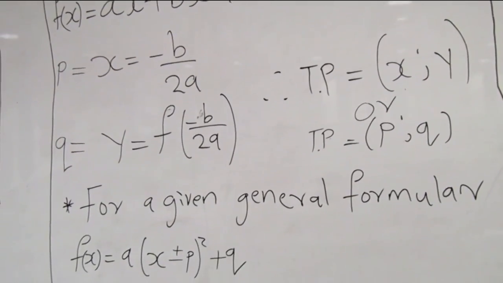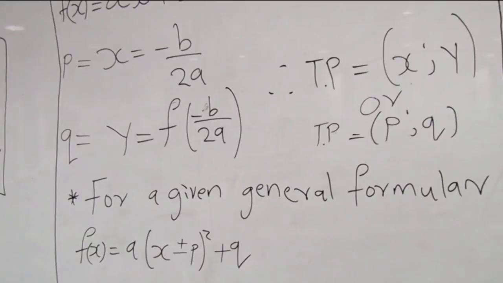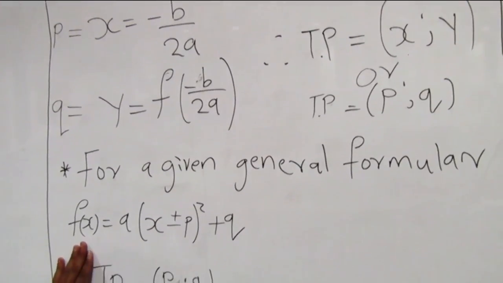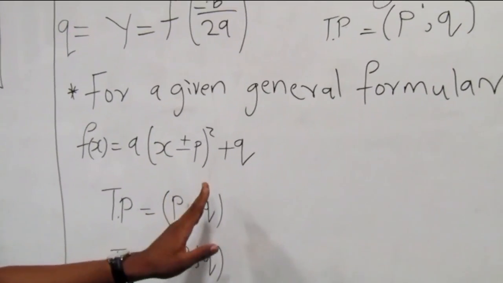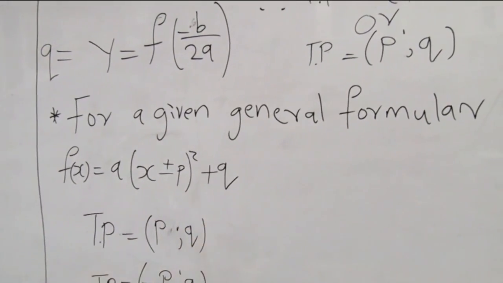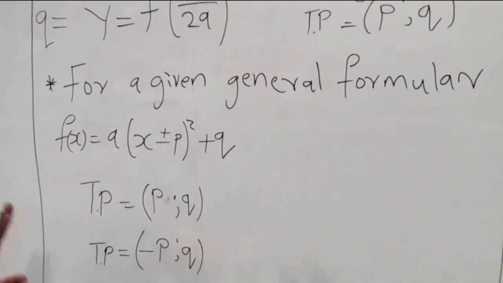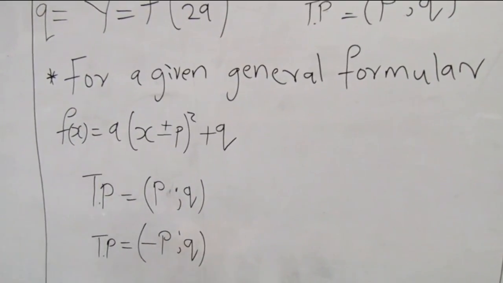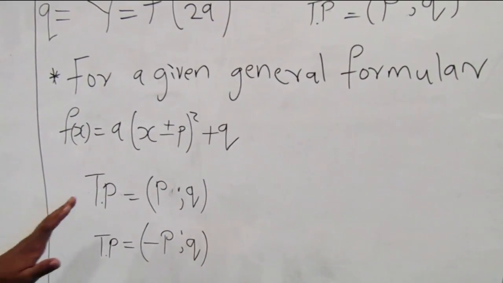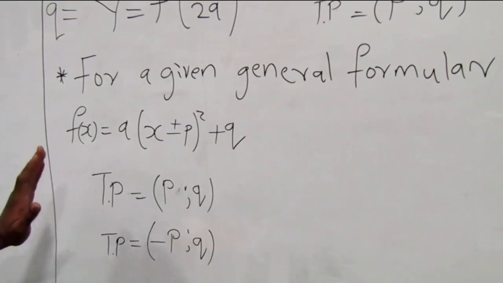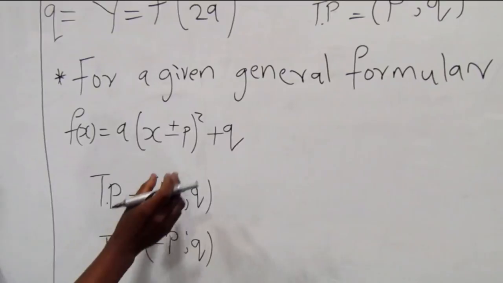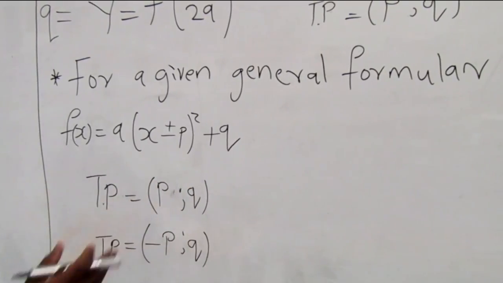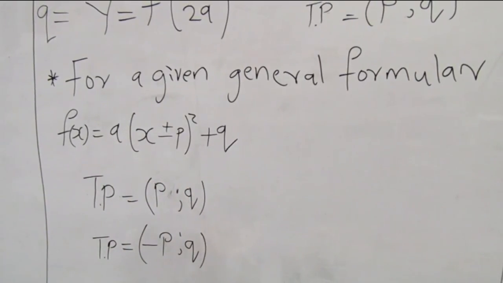Then again, for the turning point, looking at the given general formula f of x is equal to a into (x plus or minus p) the whole squared plus q, this one is simple and straightforward because you are given the value of the turning point. The only thing you need to do is to take it out and put it as it is to be your turning point.